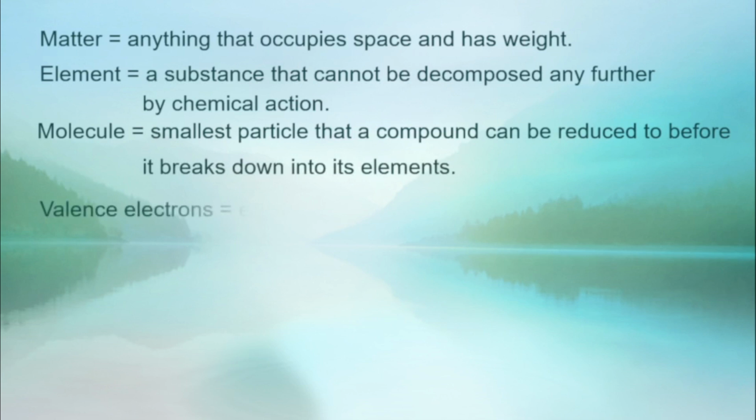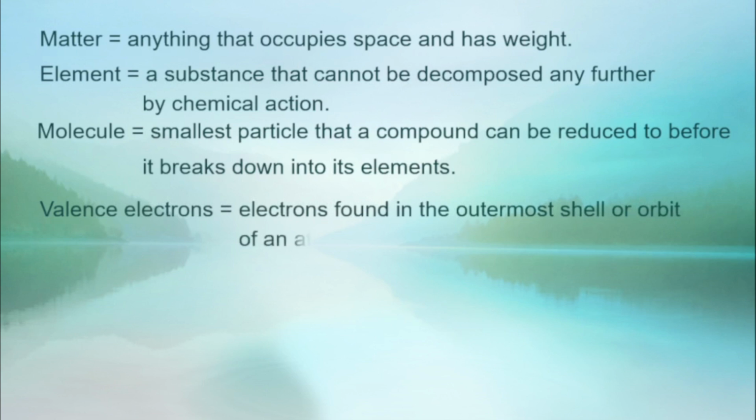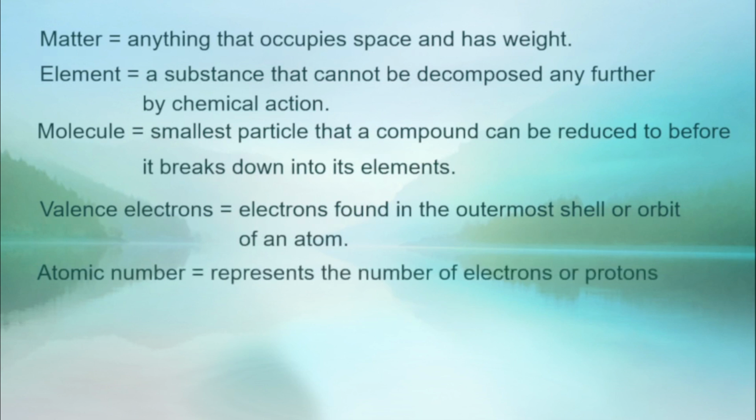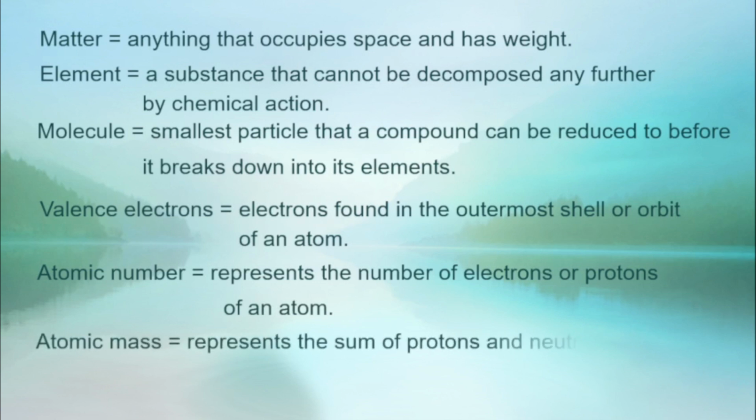Valence electrons are the electrons found in the outermost shell or orbit of an atom. Atomic number represents the number of electrons or protons of an atom. Atomic mass represents the sum of protons and neutrons of an atom.